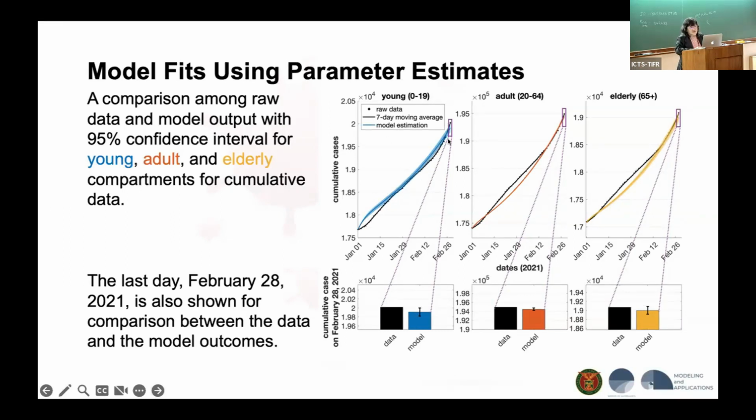And here we zoom in to the last day, February 28, and compare the raw data and the model output using the estimation, with, of course, the 95% confidence interval. And here we have the same thing also for the adults and also for the elderly.